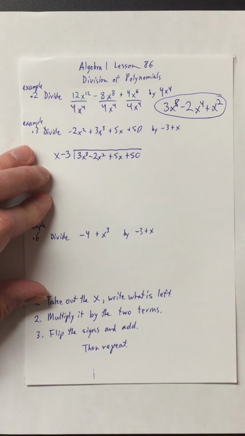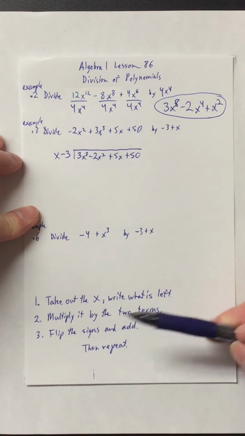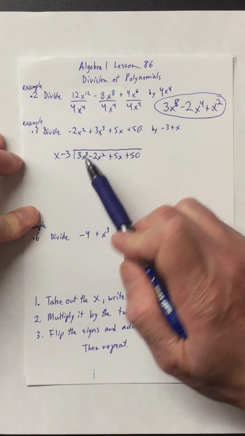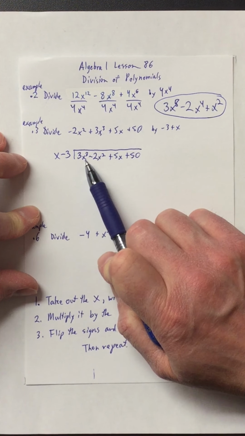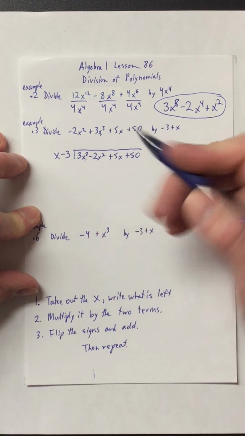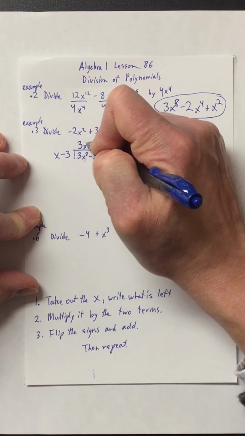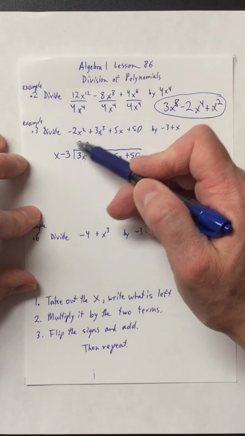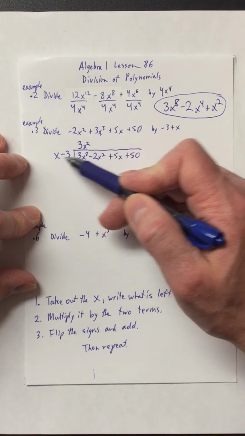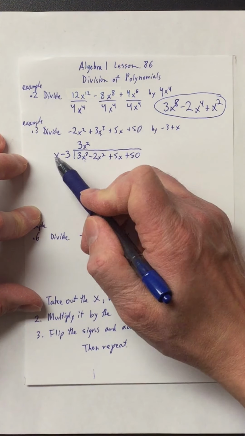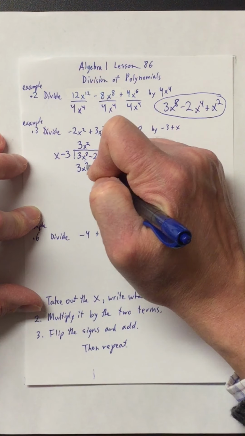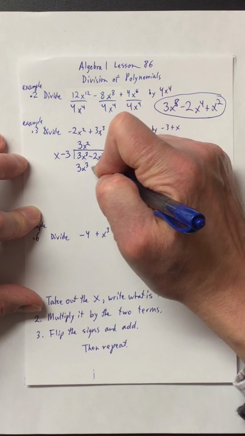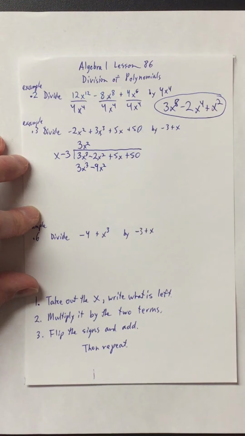And our first thing here, I wrote the steps on the bottom here. My first step is to take out the x and write what's left. So I'm going to look at this first term here, x to the 3rd. I'm going to take out 1x and write what's left. So that's going to be x squared. I took out 1x. Step number 2 is to multiply this by these 2 terms over here. So when I multiply this back in, I get x to the 3rd. That's by design, right? And then I get this term times the negative 3 gives me negative 3x squared.